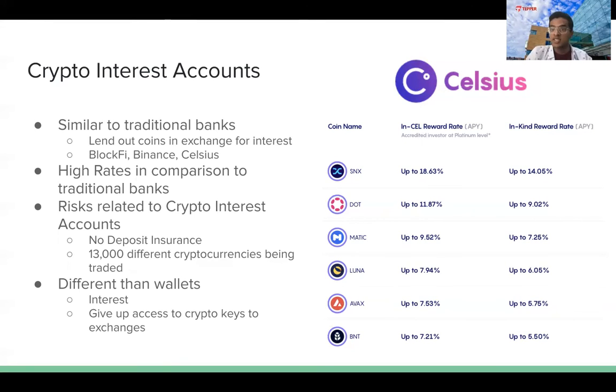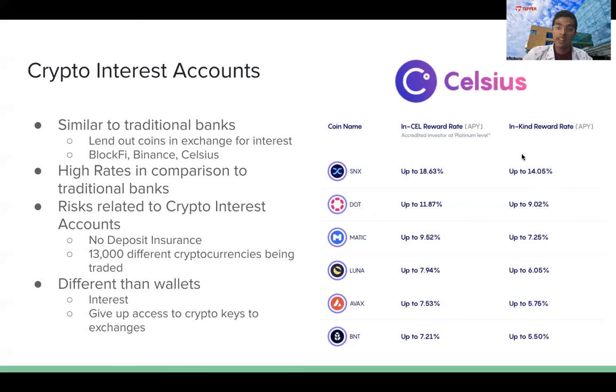And Celsius is considered one of the best places to open crypto accounts due to their high interest rates, their ability to provide accounts for over 40 different coins, their $0 withdrawal fee, and their high sign-up bonuses of $10 to $600 for new customers.